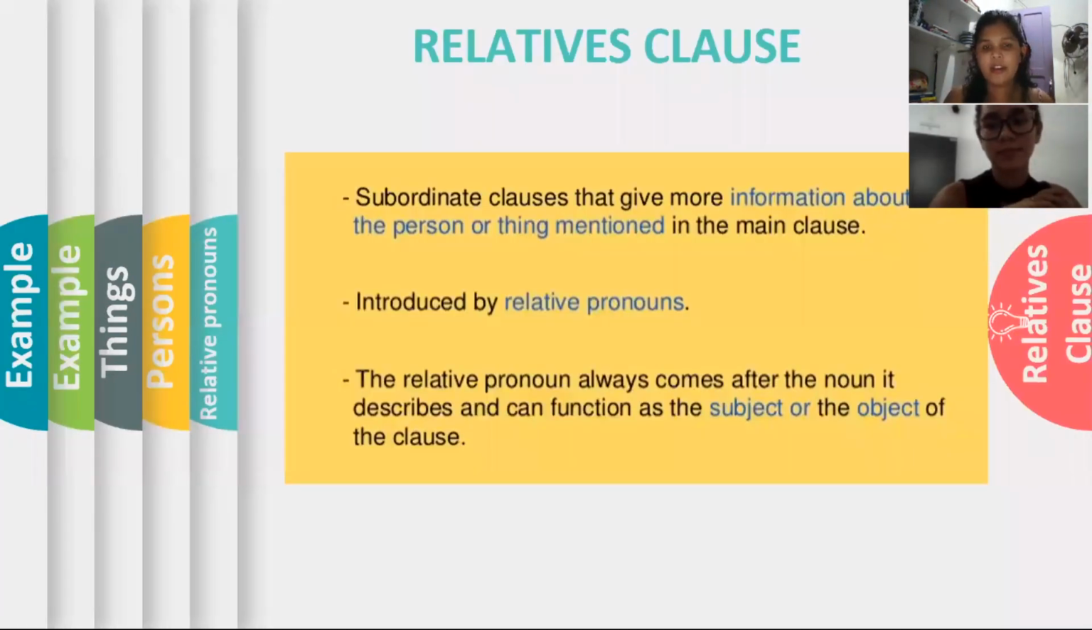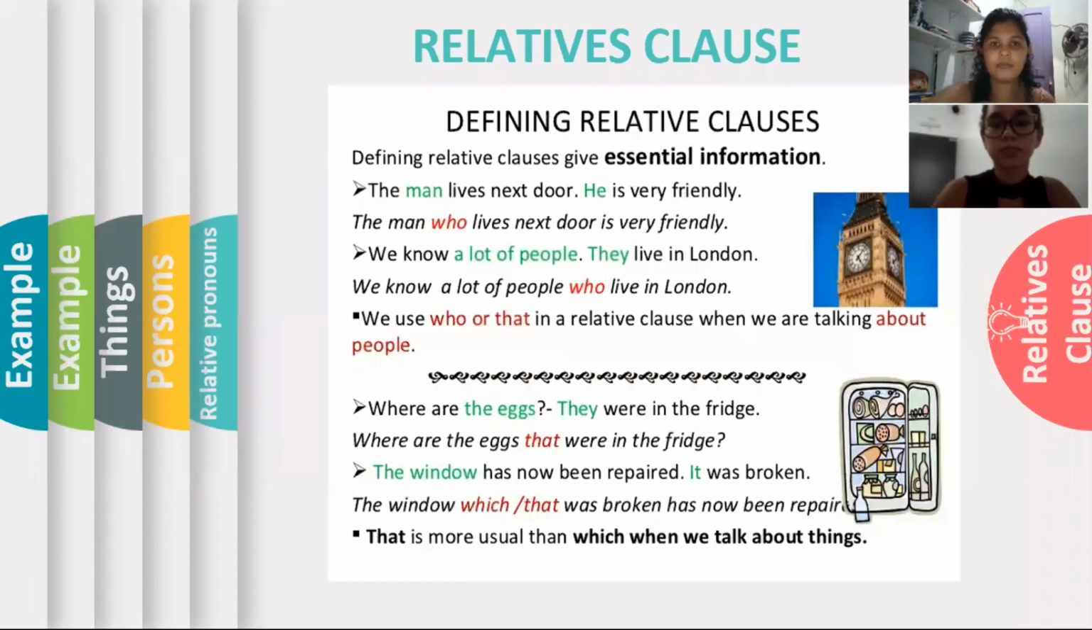Relative clauses in English are equivalent to the orações subordinadas adjetivas in Portuguese. They function as a complement to the subject or object, or to the noun. Relative clauses are sentences that link or relate information about people or objects.